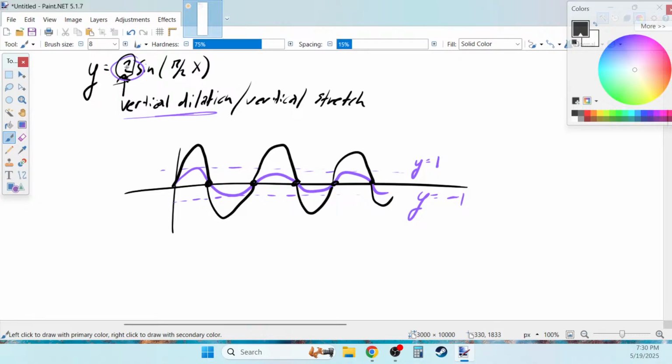If the number were less than 1, say like if it were y equals 1/2 sine of x, what would happen is it would get half as tall. It might look like this graph, where it's half as tall, half as deep. So now this part of the graph is called the horizontal dilation or horizontal stretch.